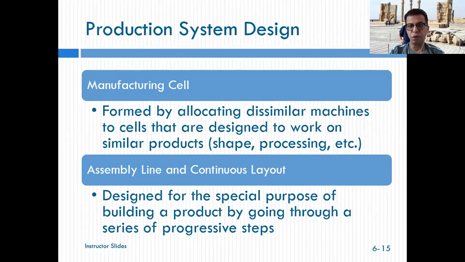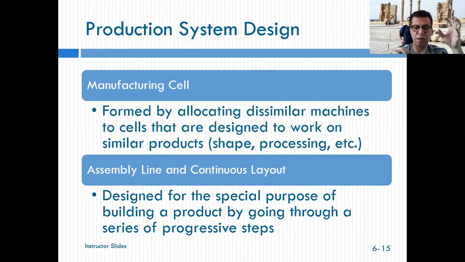Now, if you look at the production system design, as we said, the manufacturing cell is formed by allocating dissimilar machines to one cell, designed to work on similar product shapes. So there is one cell that works, another cell that works similarly, and a third cell, and they have all types of machines in each cell. This is how they work with each other.